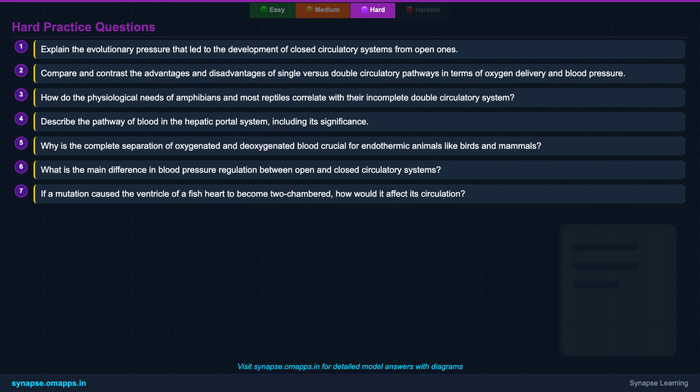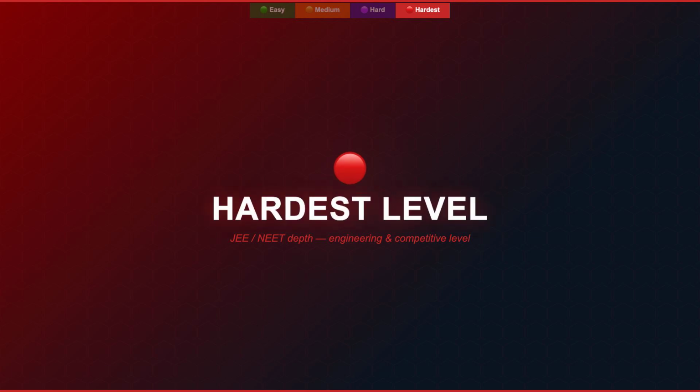Q4. Describe the pathway of blood in the hepatic portal system, including its significance. Q5. Why is the complete separation of oxygenated and deoxygenated blood crucial for endothermic animals like birds and mammals? Q6. What is the main difference in blood pressure regulation between open and closed circulatory systems? Q7. If a mutation caused the ventricle of a fish heart to become two-chambered, how would it affect its circulation? Good luck! Now, for the ultimate challenge.